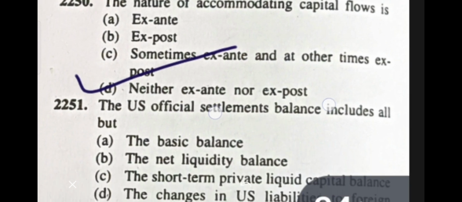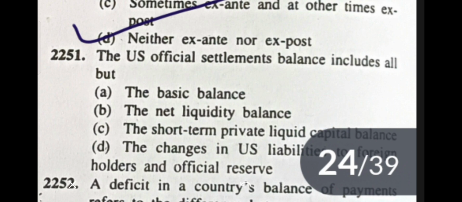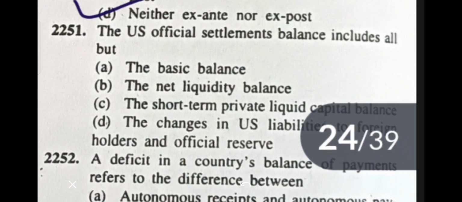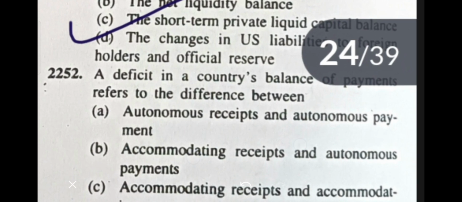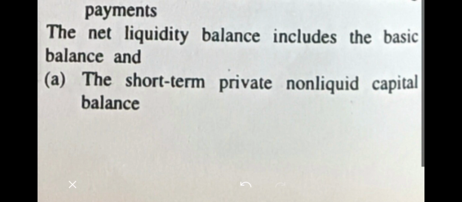The US official settlement balance includes all but the changes in the US liabilities to foreign holders and official reserves. A deficit in a country balance of payment refers to a difference between autonomous receipt and autonomous payment. The net liquidity balance includes the basic balance and the short-term private non-liquid capital balance, the allocation of capital drawing right, error and omissions, यानी कि all of the above.